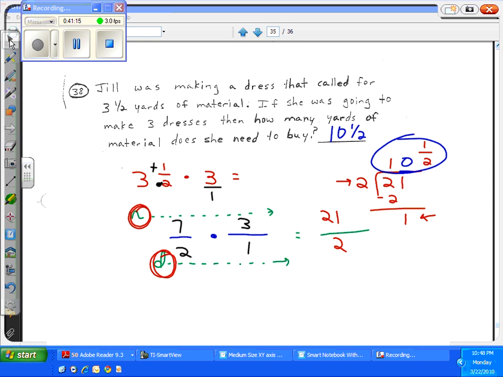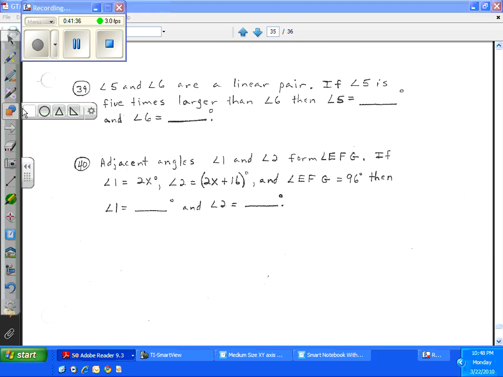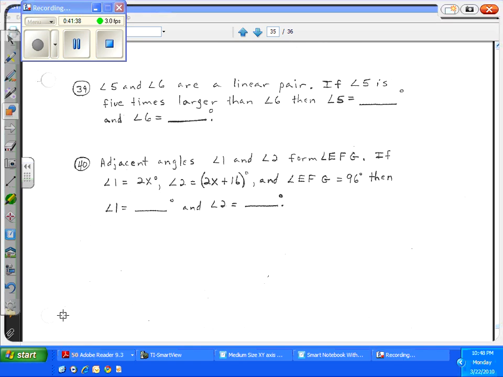Okay. Again, in the Algebra 1 text, if you go to page 5, it's going to teach you to multiply. Page 7, it's going to show you how to multiply mixed numerals. Okay. Number 39.